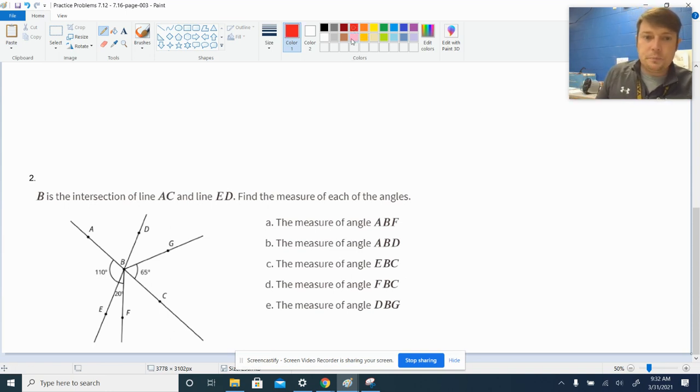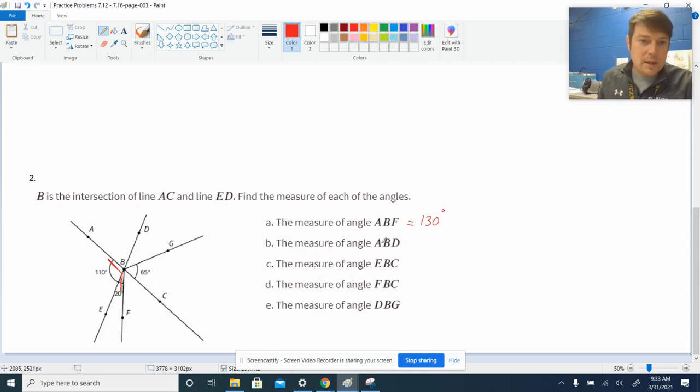So number 2, B is the intersection of line AC and ED. So there's an intersection here of ED and AC, 2 lines. And we got to find the measure of all these other angles. So let's find ABF. ABF would be this angle right here, and it appears to be 110 plus 20, and 110 plus 20 is 130 degrees.